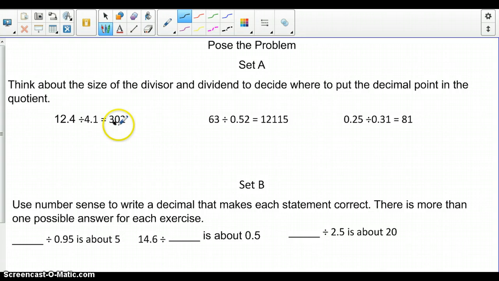right here. Now, I know this says 63 divided by about a half. Well, 63 divided by a half means there's going to be twice as many. So that's about 120 something. So I know it's not 1, not 2, but 121 is about right. So I'm going to put it right there.